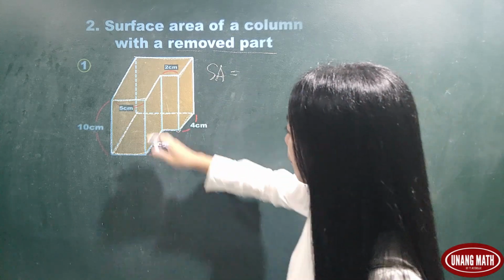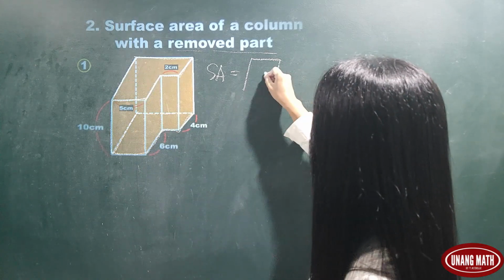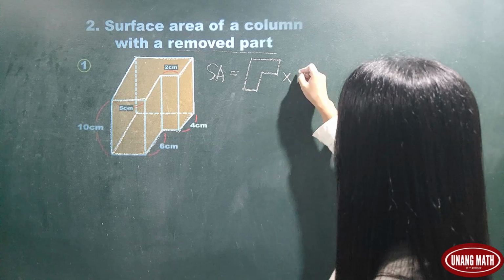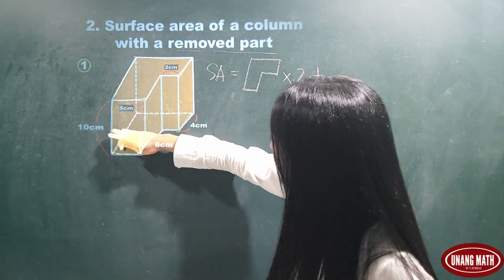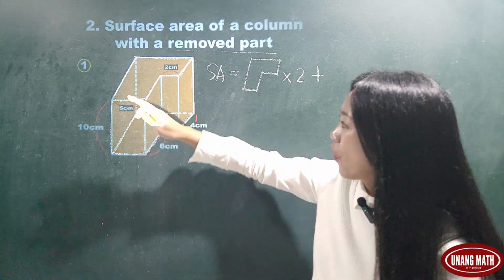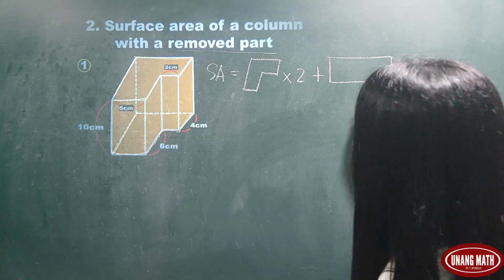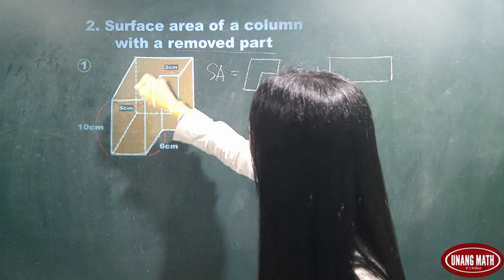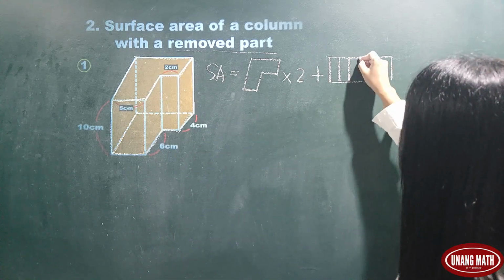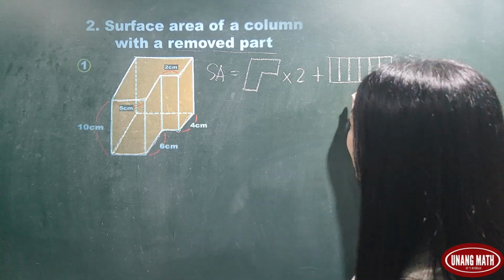So that would be, first, get the area of the base. Our base looks like this. Get the area and multiply it by 2, plus the area of the lateral faces. Lateral faces, how many rectangles do we have? 1, 2, 3, 4, 5, 6. So there are 6 rectangles.